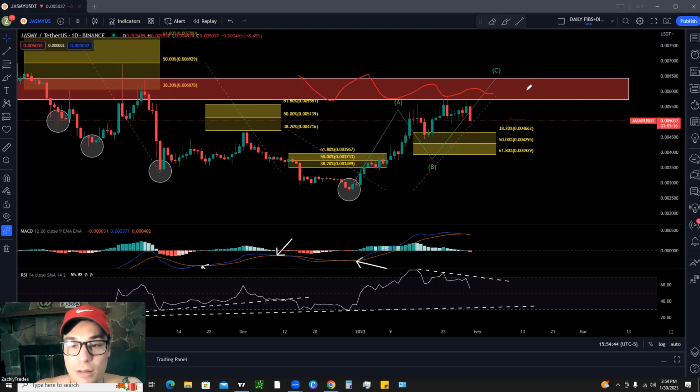Watch out for this overhead supply zone. We've already rejected it a few times here, a few times over here, and over here as well. It's been an area of selling off where there's an imbalance of sell orders really pushing the price down. We want to see us push up into this if you're bullish, really consolidate up here, absorb those sell orders, and ultimately lead to an imbalance of buy orders and push the price up higher.